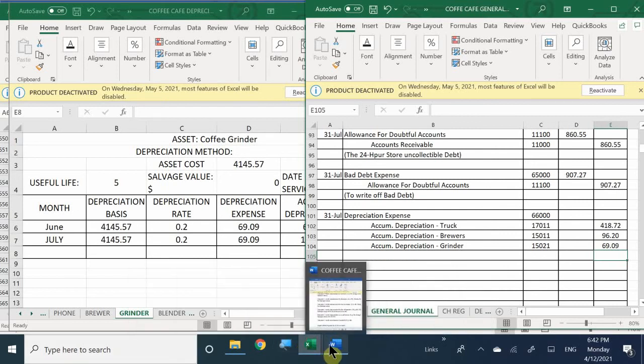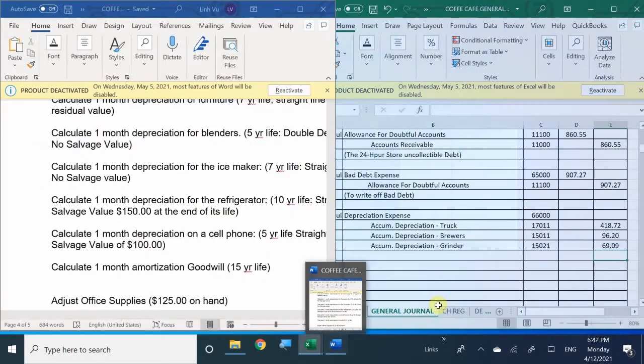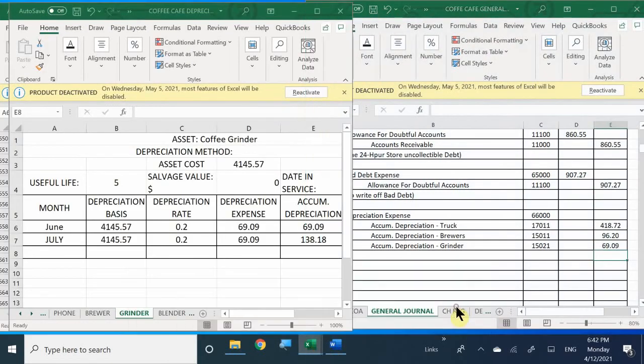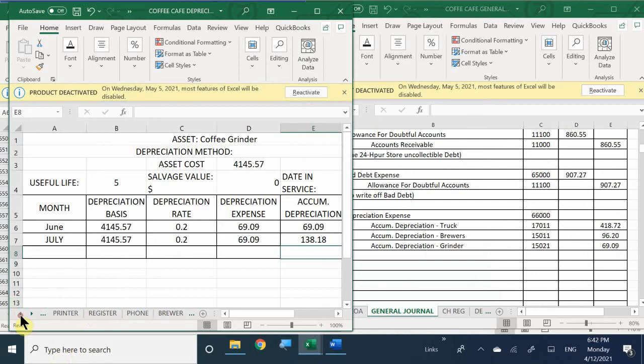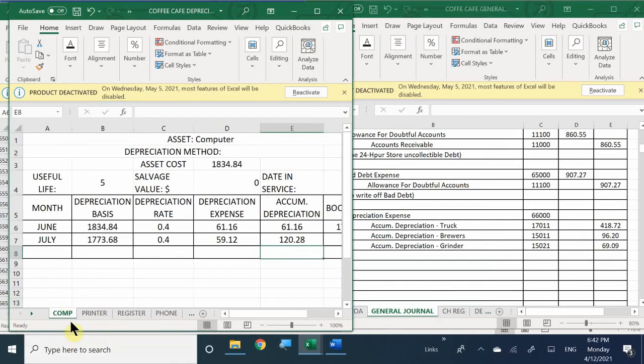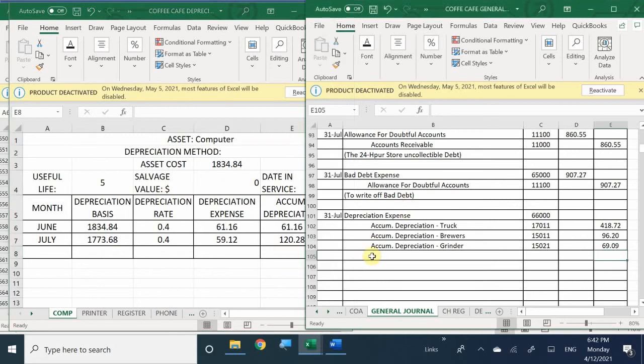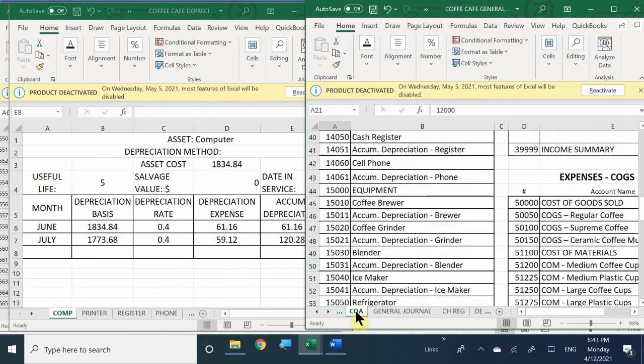Then let's see what was next. Then we calculated the depreciation for the office equipment. So we did the computer first. The computer was double declining, so we have 59.12 for this one. So accumulated depreciation, computer, and that was for $59.12.